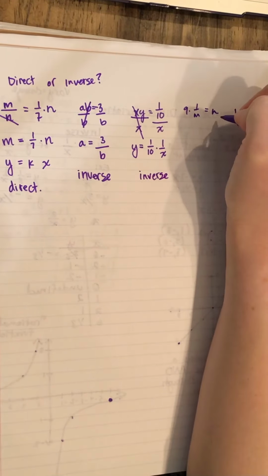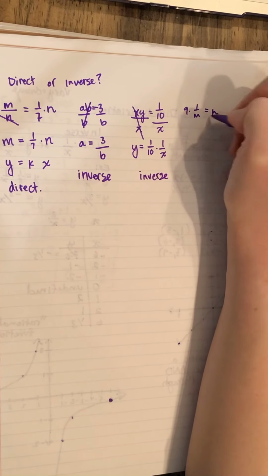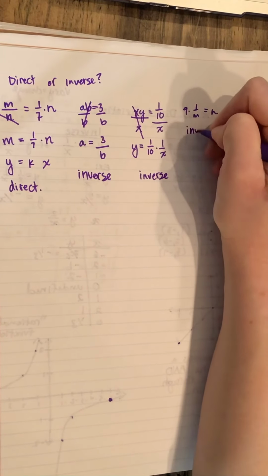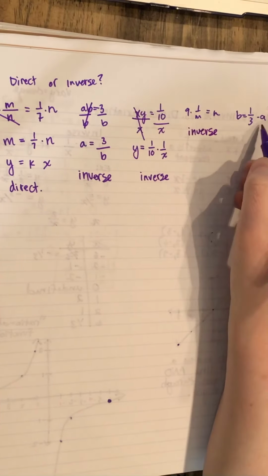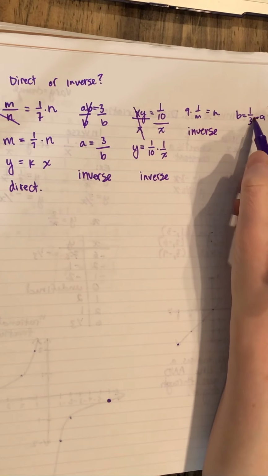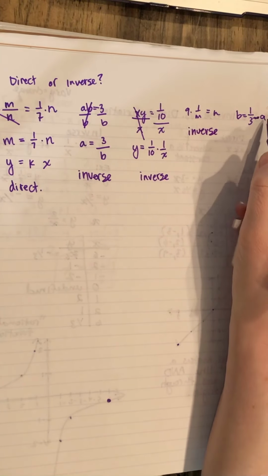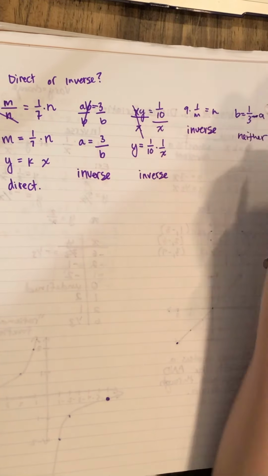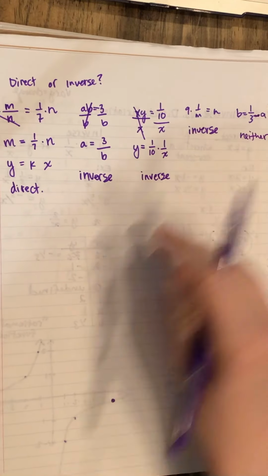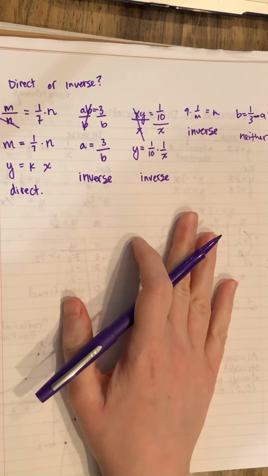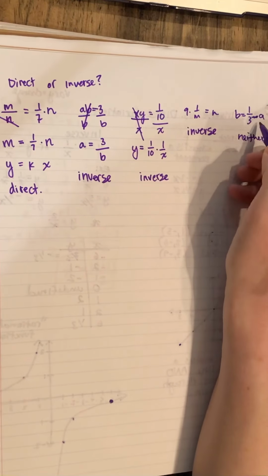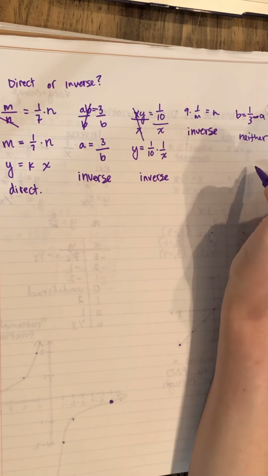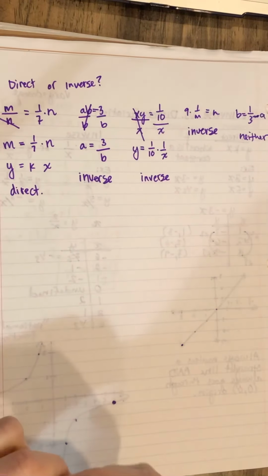Okay, over here, we already have a variable isolated. So since this is isolated, we see that m is on the bottom, so automatically we know it's inverse. Okay, and then over here, whenever you have a plus or a minus sign, you automatically know it is neither direct nor inverse. Okay, direct and inverse variation only ever deal with the multiplying or dividing sign. The second you see a plus or a minus, you know that it is going to be neither direct nor inverse.